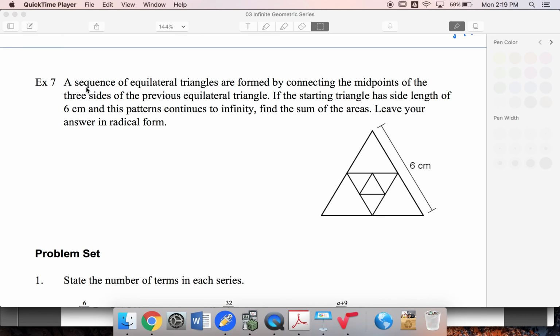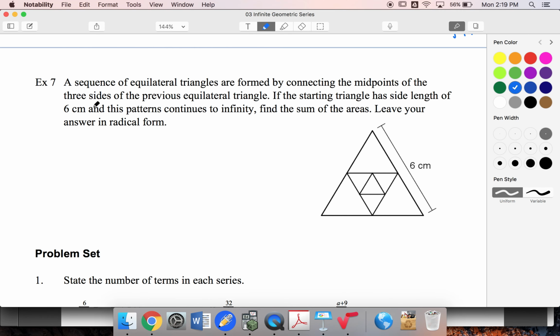Hello students, I know I said in the last video that I was going to leave you to try this on your own, but it's a bit of a complicated one, so I'll make a video to go with it as well. It starts by saying that we have a sequence of equilateral triangles that are formed by connecting the midpoints of three sides of the previous one. Starting one has side length of 6, and the pattern continues to infinity.